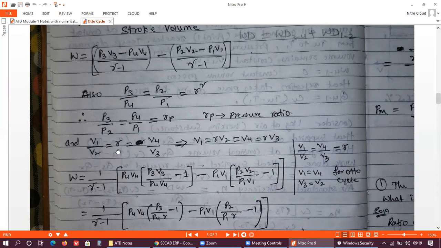So from these equations, as you can see, V1 by V2 is equal to R and V4 by V3 is equal to R.